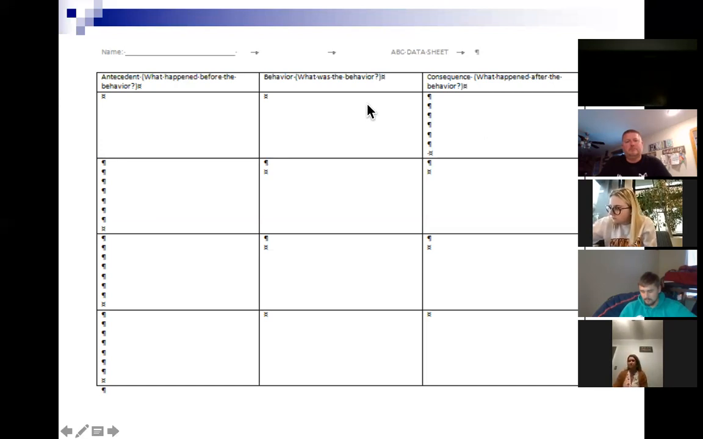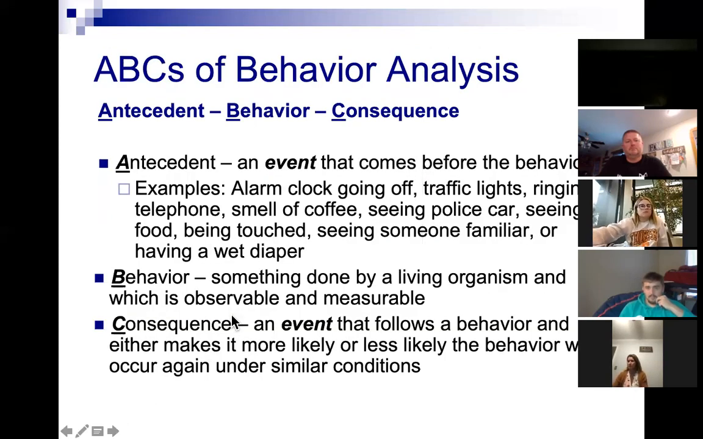So if a consequence of all this behavior was they got sent to the office and then sent home, well, we just removed all of the task demands. So there's a good chance that they were trying to escape. If the parapro immediately came over and so did the teacher, and then they got one-on-one instruction, maybe it was attention seeking, et cetera, et cetera. Let's go through some examples so you guys can see what I'm talking about.